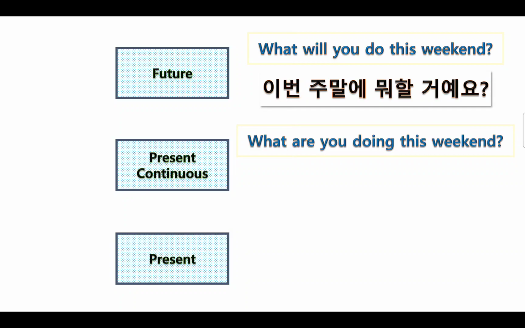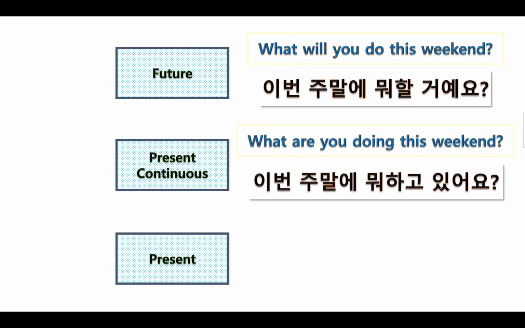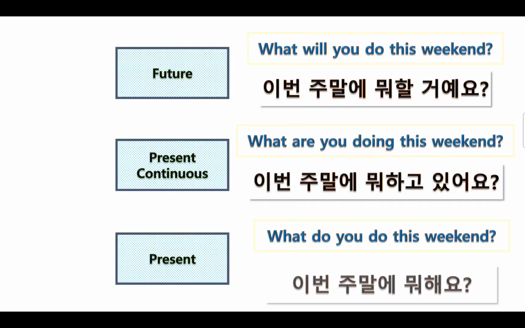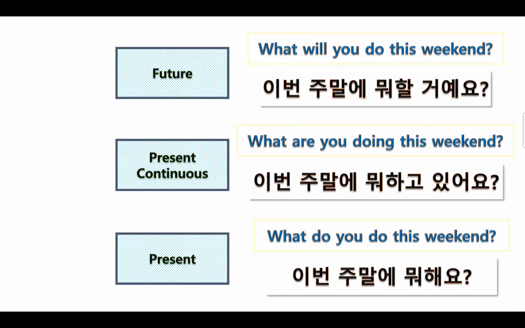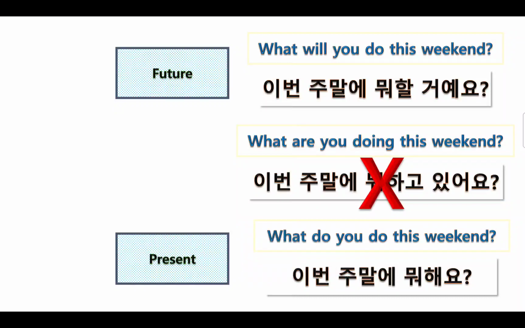And in Korean language, present continuous is 고 있어요. 이번 주말에 뭐 하고 있어요? And present tense, what do you do this weekend? 이번 주말에 뭐 해요? So among these six sentences, which one is incorrect? 뭐가 틀려요? Yeah, this one. In Korean language, the present continuous cannot substitute future tense. Okay, in English these are okay, but in Korean language, present continuous tense cannot substitute future tense.